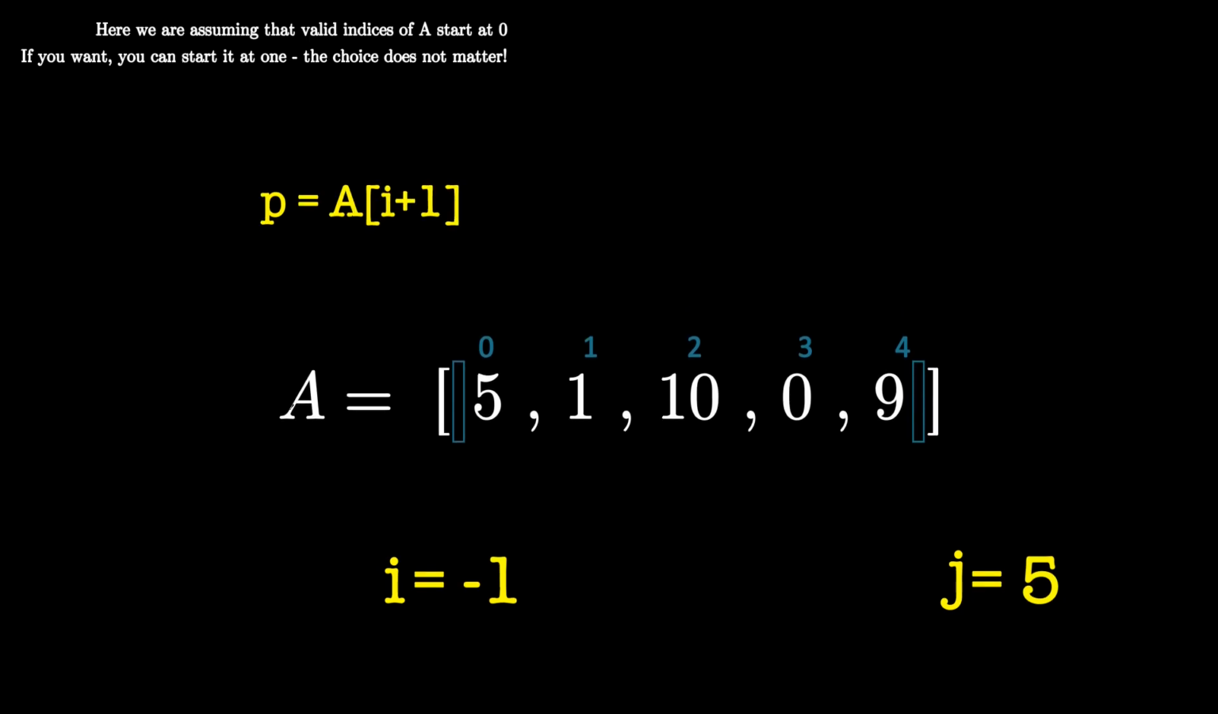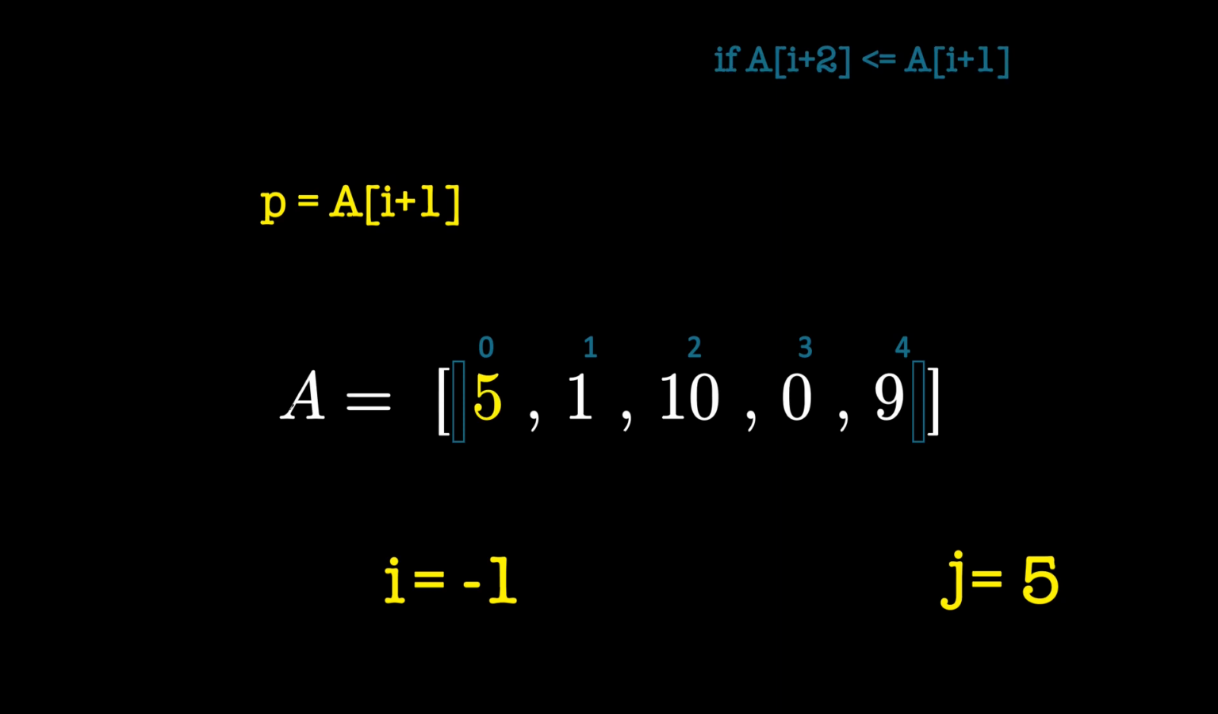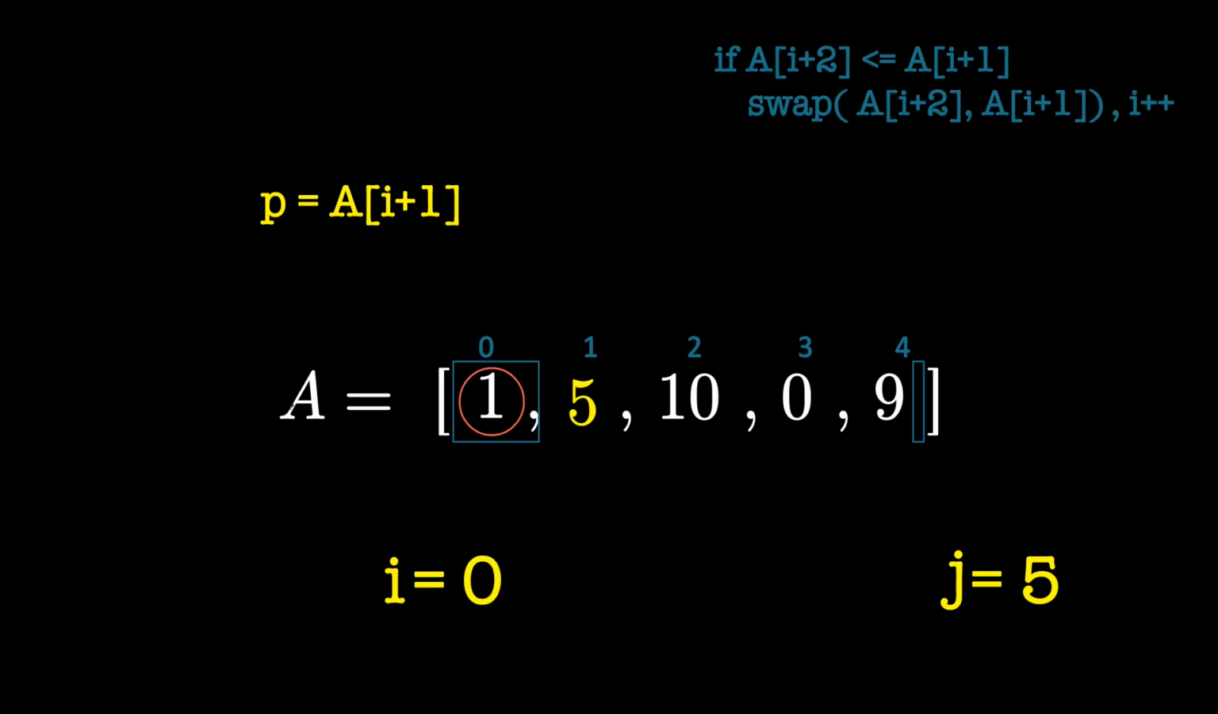We start with the first element. Note that the first element is going to be i plus 1 in this case. So i plus 1 is 0, and at index 0 we have 5. We compare 5 with the element at the next index. In this case 1 is smaller than 5, so we somehow need to move 1 to S. Well, why don't we just swap 5 and 1? After doing the swap, we need to grow S by 1. So i becomes 0, and that's it.